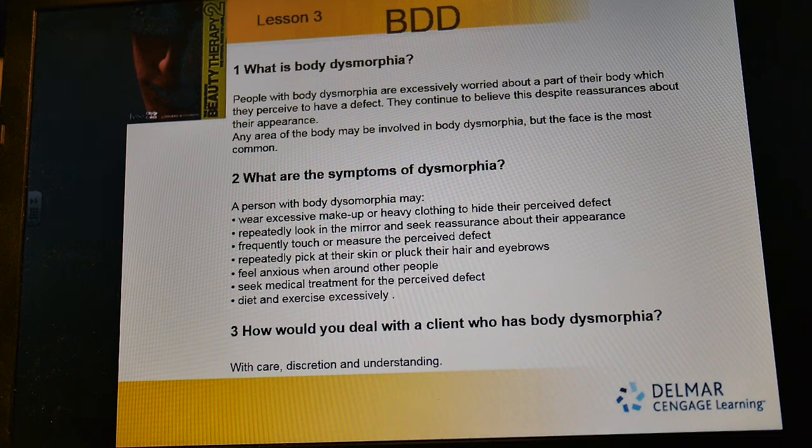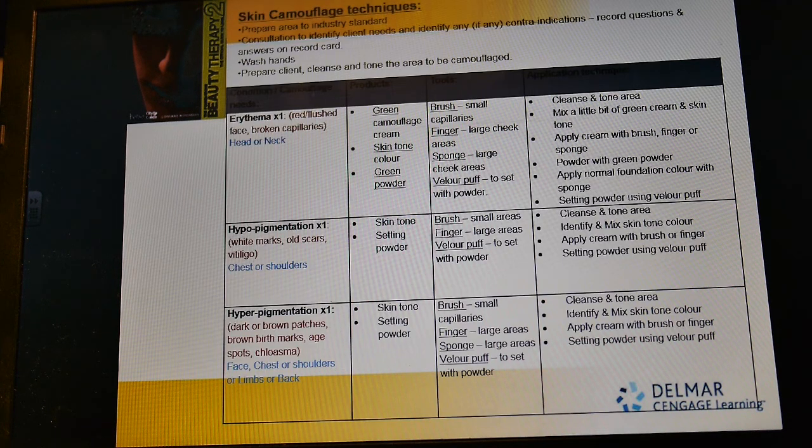I'm just going to touch upon it really, and that's this next page. Okay, so this is more about the techniques, and I don't think you'll be able to see this very clearly through my recording. So it's all about the process of what you're going to be doing, and it gives you a step-by-step on what the condition or camouflage area is, the products that you need to use or are advised to use, the tools that you're advised to use, and the application technique on how you'd apply it.